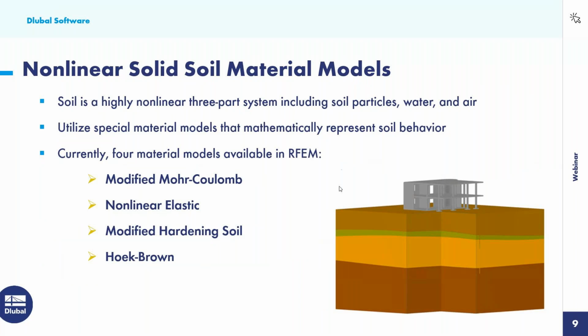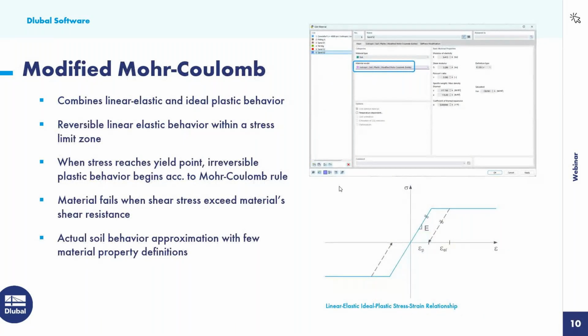Now looking at the nonlinear solid soil material models available within this add-on. So soil is a highly nonlinear 3-part system, and this includes soil particles, water, and air. So therefore, we need to utilize special material models that mathematically represent this very complex soil behavior in something like an FEA program. So currently, when looking at RFEM, we have 4 material models available, including the modified Mohr-Coulomb, the nonlinear elastic, and the modified hardening soil, as well as the Hoek-Brown. So now we will investigate each one of these material models.